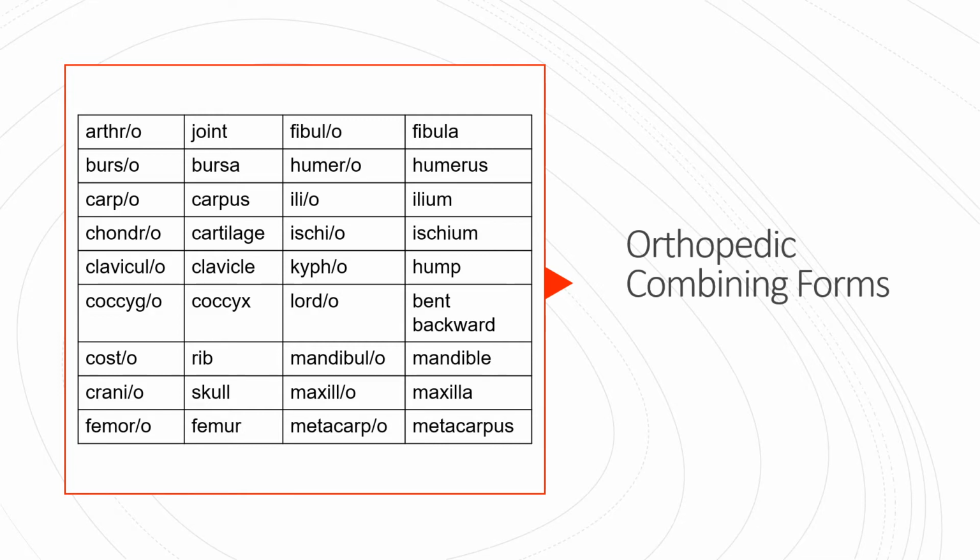Arthro, joint; burso, bursa; carpo, carpus; chondro, cartilage; claviculo, clavicle; coccygeal, coccyx; costo, rib; cranio, skull; femoral refers to femur. Fibulo refers to fibula; humero, humerus; ilio refers to ilium; ischio refers to ischium; kypho, hump; lordo, bent backwards; mandibulo, mandible; maxillo refers to the maxilla; metacarpo refers to the metacarpus.